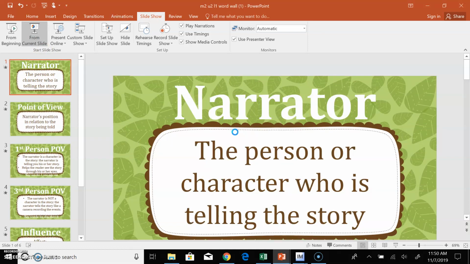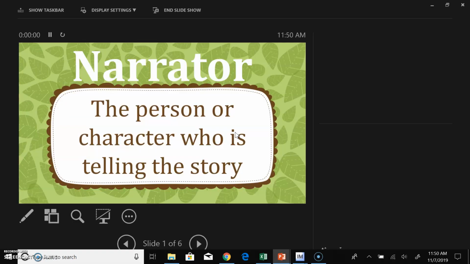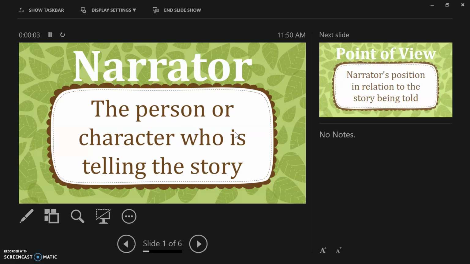The first one is narrator. A narrator is just the person who is telling the story. Giving you a minute to copy down the definition of narrator. The narrator is the person or character who is telling the story.